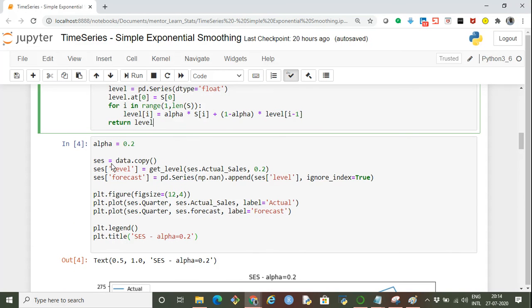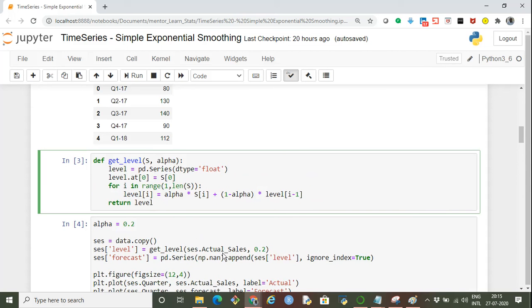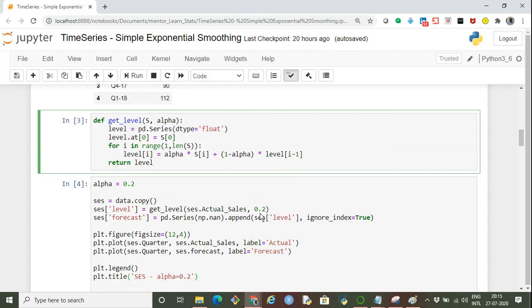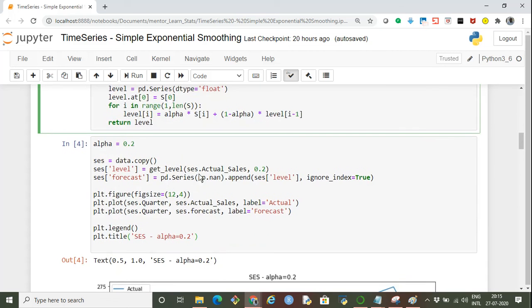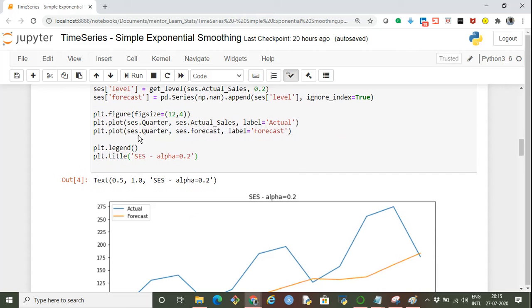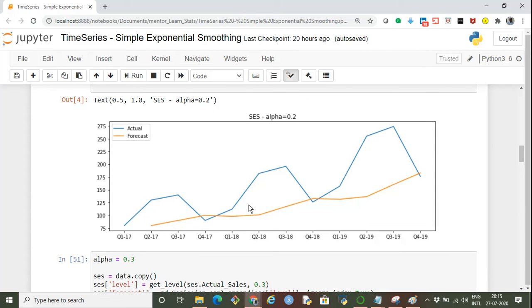So I'm creating a new data frame, SES, which is simple exponential smoothing, initially having a copy of the data and adding a new column as level, which will get its value from this function. To the function get level, I'm passing the actual sales value and alpha value 0.2. It will return the level values that will be assigned to the level column, and the previous value in the level will become the forecast value. Then I am plotting it, so we have the actual value and the forecast value. If you see, this blue color is the actual sales for the different quarters, and this is the forecast.